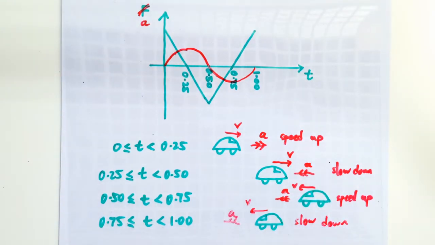Get a picture? So whenever your velocity and acceleration are in the same direction, like here, or like here, then you will speed up. Whenever your velocity and your acceleration are in opposite direction, like here and here, then you will slow down. Okay? I hope I've made it clear.